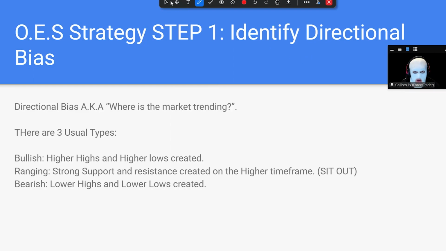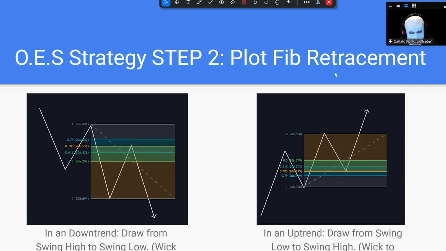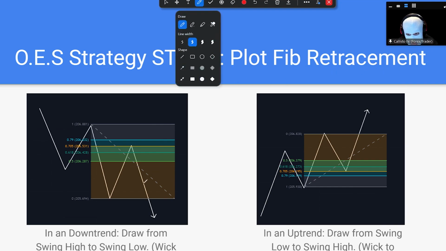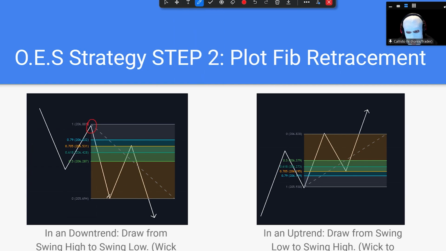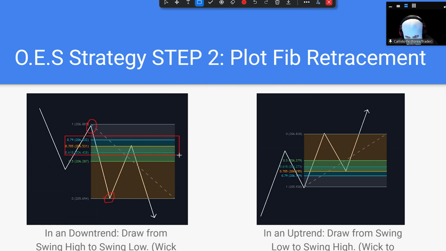Now, let's take a look at step number 2. OES step 2: plot your Fib retracement. I must repeat this again. In a downtrend, you want to draw from your swing high to the swing low using wicks. Draw it from wick to wick. Very important. And once price starts to retrace, you can start to pay close attention to these levels, the 0.618 to the 0.79.